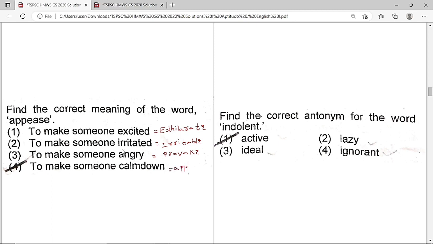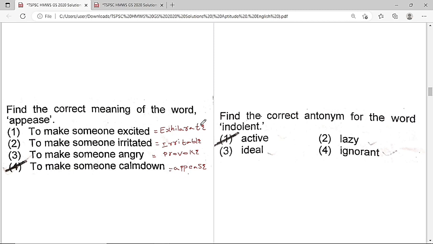So these things you always have to keep in your mind. So what is the meaning of the word appease? Appease means to make someone calm down. Exhilarate means to make someone excited. Provoke means to make someone angry. Irritable means to make someone irritated.